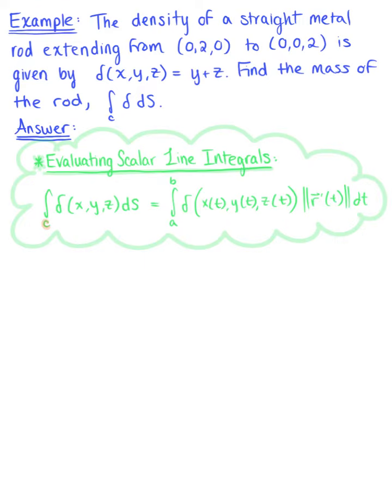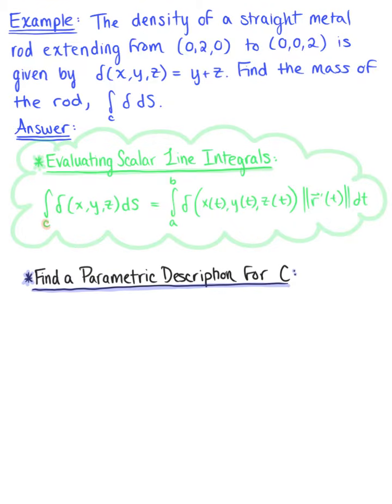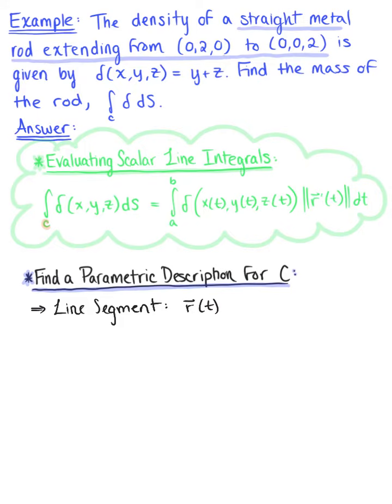We need to find a parametric description for this curve, or for the straight metal rod. We're going to use the description, this straight metal rod extending from the ordered triplet (0, 2, 0) to the ordered triplet (0, 0, 2), to help us find that parametric description. If we have a straight metal rod extending from one point to the other, our parametric description is going to be defined as a line segment. And a line segment can be parameterized by the vector valued equation of a line.